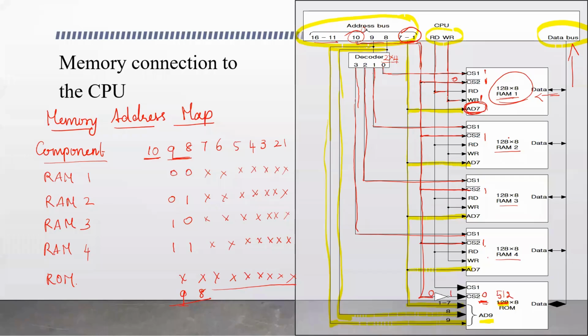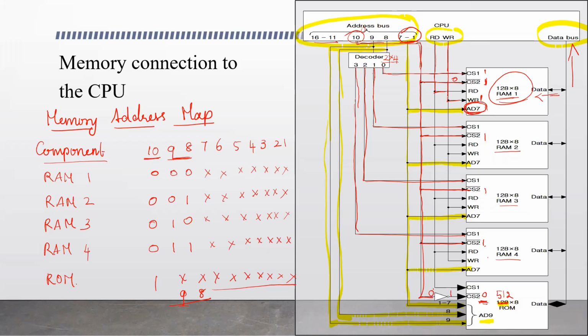Correct? So when the 10th bit is 0, when complemented it becomes 1, and the RAM chips are selected. That represents the selection of RAM. And when this 10th bit is 1, it selects ROM.